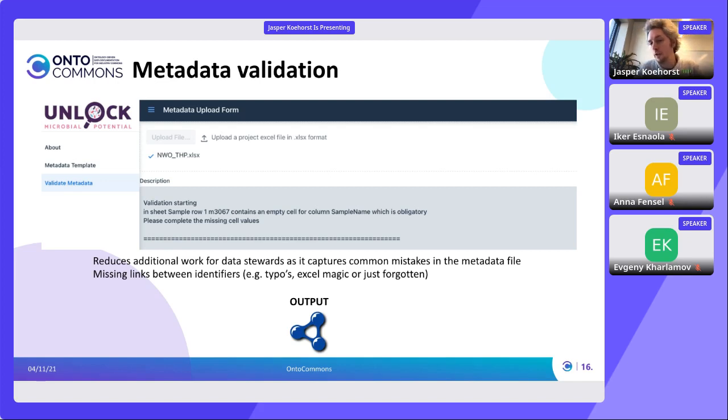So then the data registrator can go back and forth until the validator accepts it, and then it will generate a semantic web, an RDF data file. And that is the default output that can then be used in downstream processes, where you can actually load these data sets into your triple stores and do your querying.